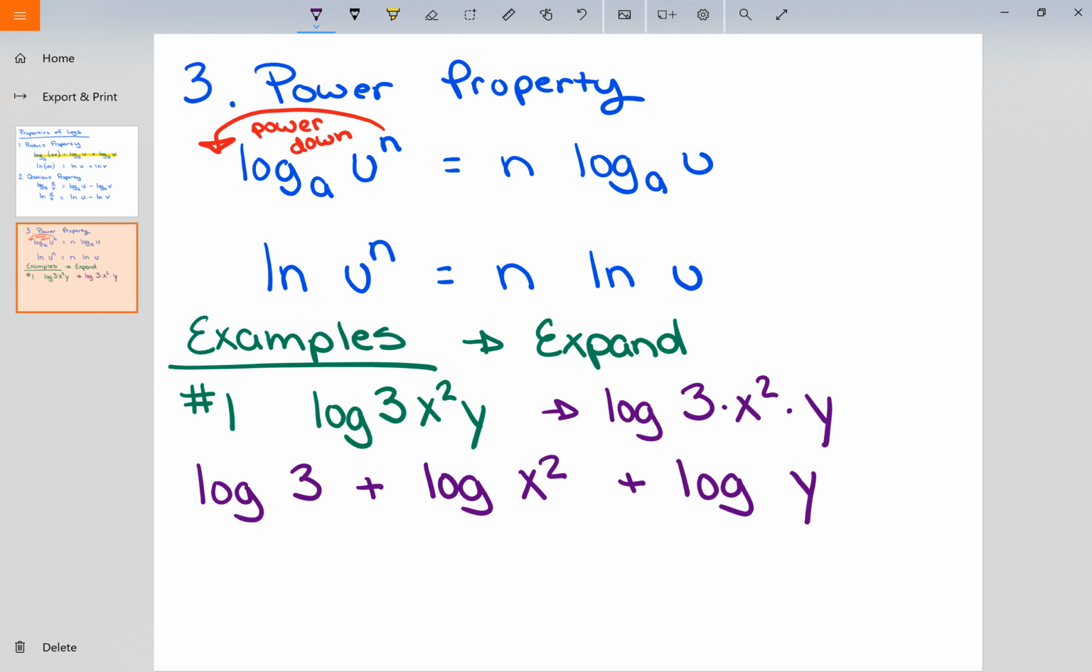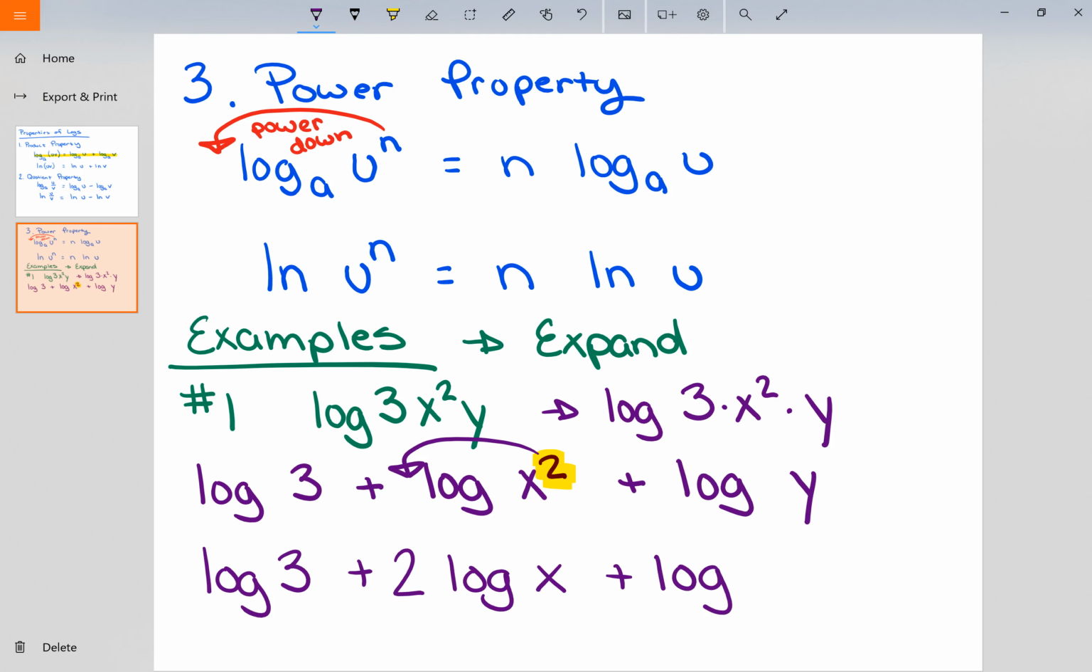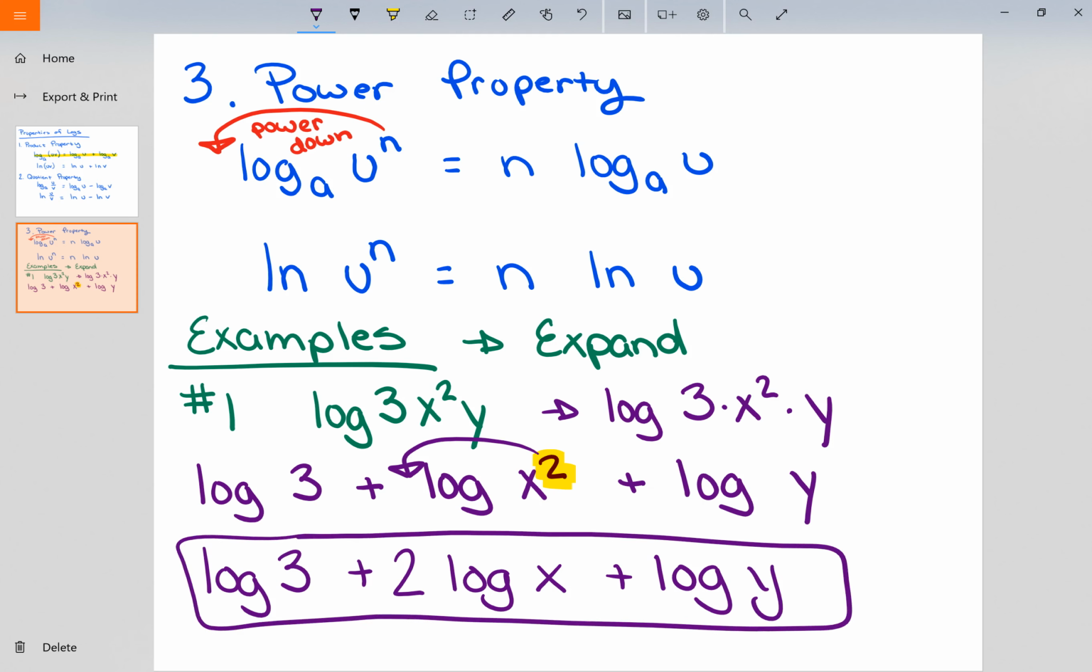So we have taken one log and now we have expanded it into three logs, but we're not done yet. If you look here, we have a power. We are not completely expanded until we power down. So your last step would be to power the 2 down. So log 3 plus 2 log x plus log y. And then we have expanded the log.